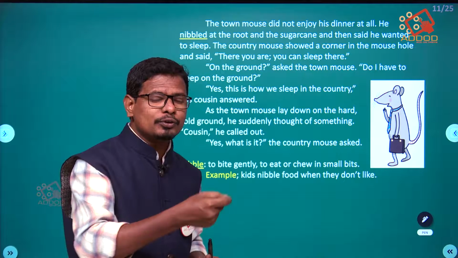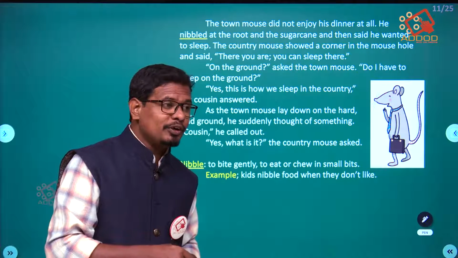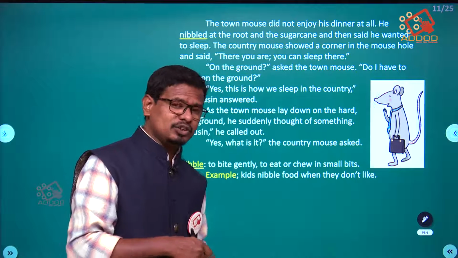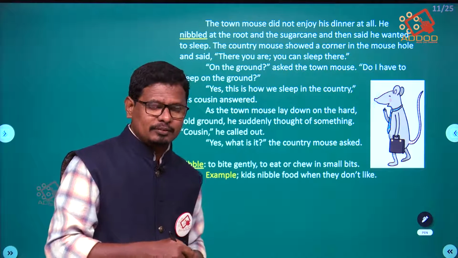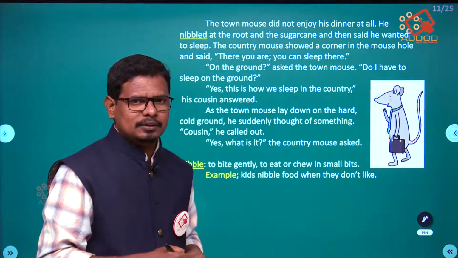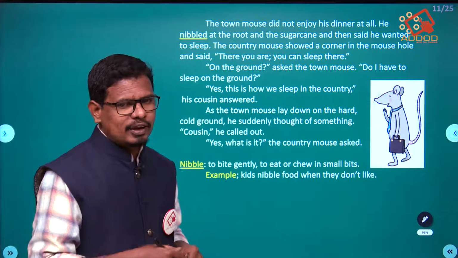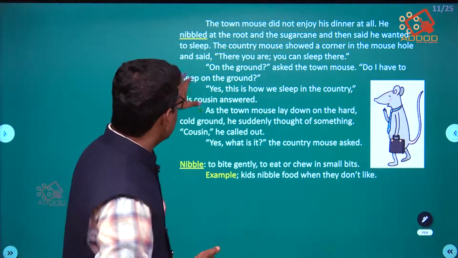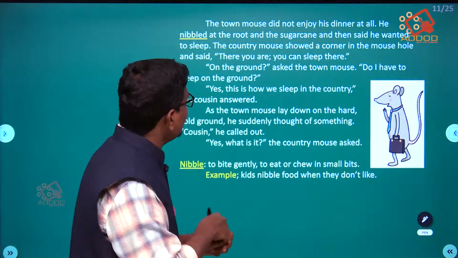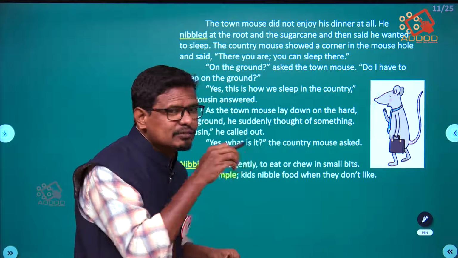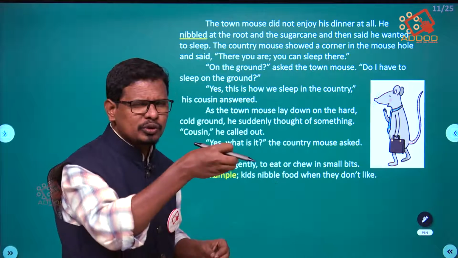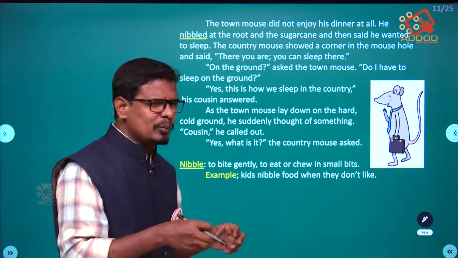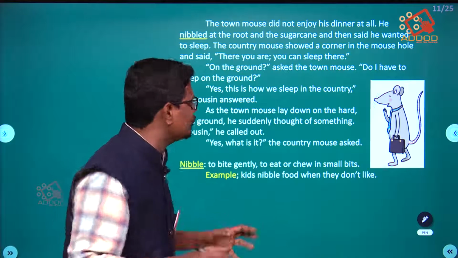When we don't like the food that has been cooked by our mother, when our mother cooks a dish that is not our favorite, which might be your father's or your mother's favorite, what do we do? We ask our mother to prepare another. So here, who nibbled? The town mouse nibbled at the food, maybe the root, the sugar cane. It never wanted to fill its stomach with that raw food.